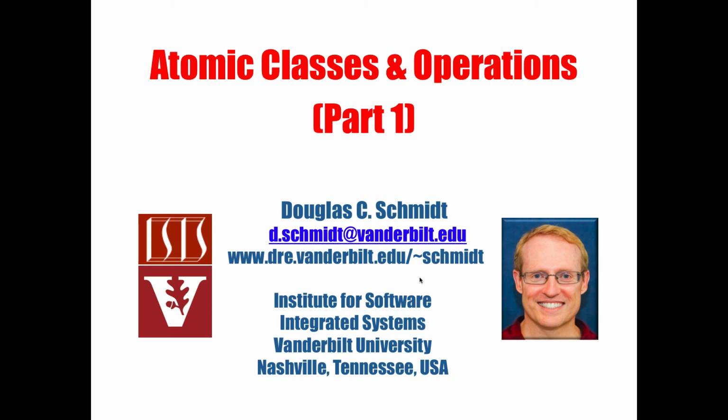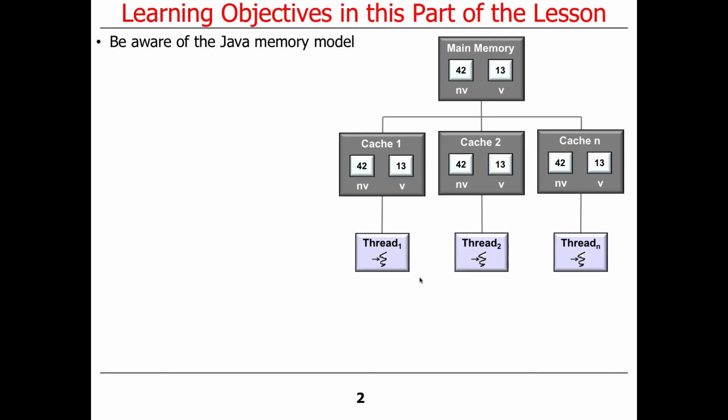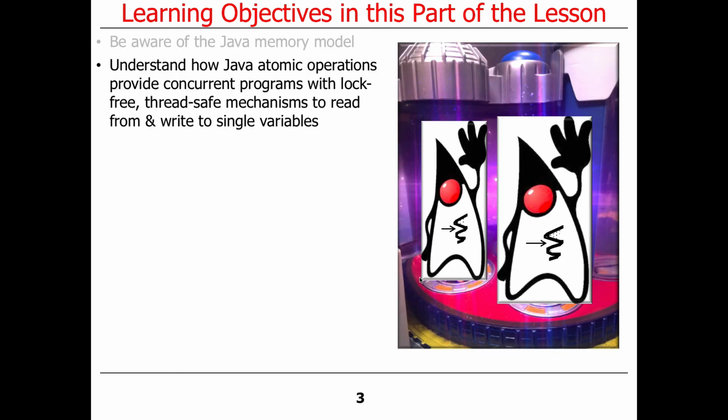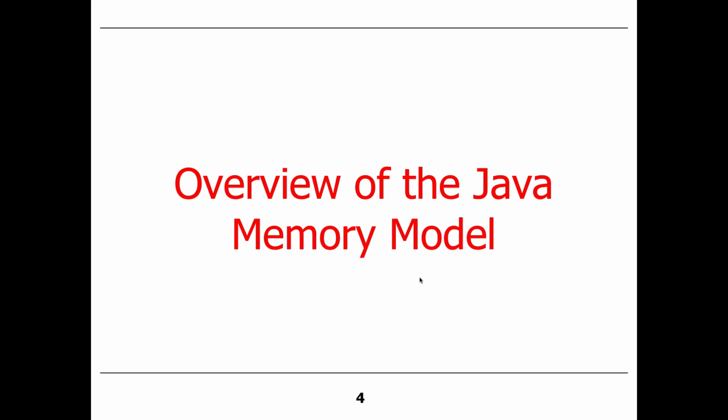And now we're going to talk about another synchronization class, or a class of synchronization capabilities, which are these atomic classes and operations. And the first thing I'll do is give you a quick overview of the Java memory model, because it's helpful to understand the next part. And then I'll talk about how these atomic operations allow concurrent programs to use so-called lock-free, thread-safe mechanisms to read and write to single variables. So that's what the atomics do.